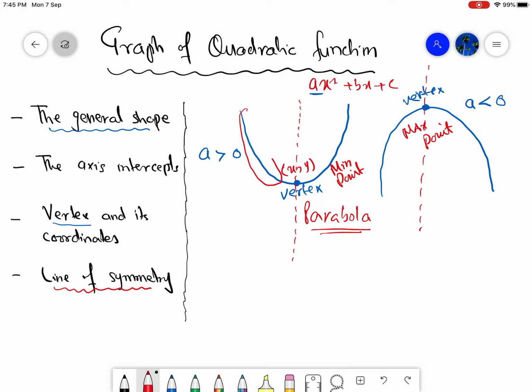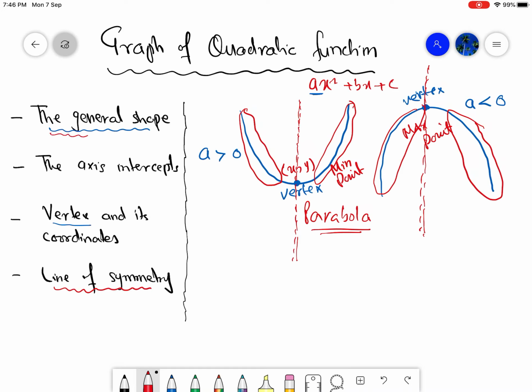So we can say that, for example, this part of the graph is an image of this part, and this is basically the mirror line. Same, this part of the graph is an image of this part, and this is our mirror line. So this line has a certain equation which we can work out in the coming sessions.